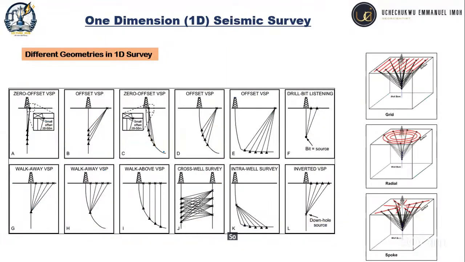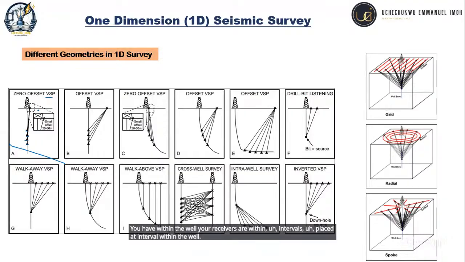So there are different geometries that are used for your 1D seismic acquisition. So here, there are different ways. You can be acquiring your 1D within a straight well or within a deviated well. It doesn't matter, okay? So one is the zero offset VSP or maybe zero offset check shot. Within the well, your receivers are placed at interval. And you shoot your source very close to the wellhead, okay? Almost at the mouth of the well. So that makes it a zero offset.